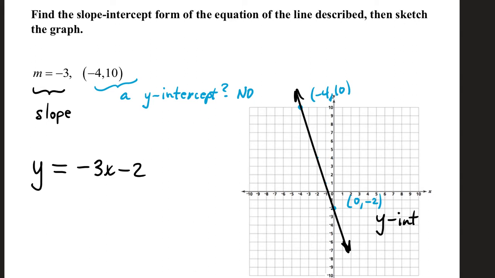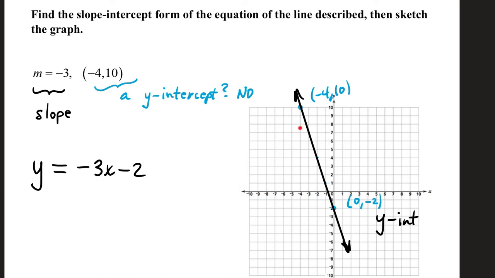In this example, we're given a slope of -3, but we're given a point of (-4, 10). That's not a y-intercept. If you plot the point (-4, 10), you'll find it here in quadrant 2. It's not on the y-axis. Our slope is -3, so let's try this.